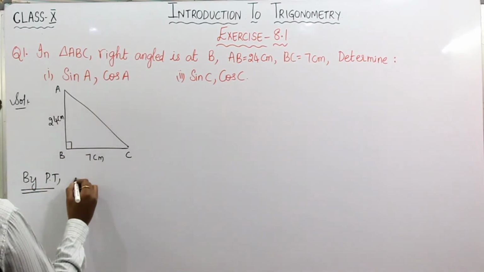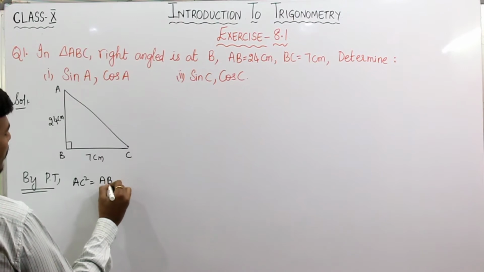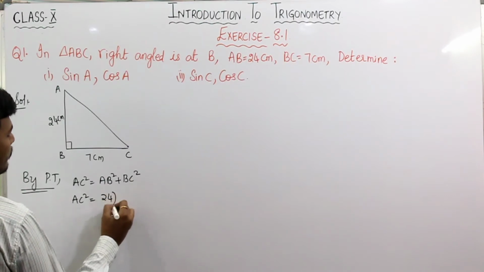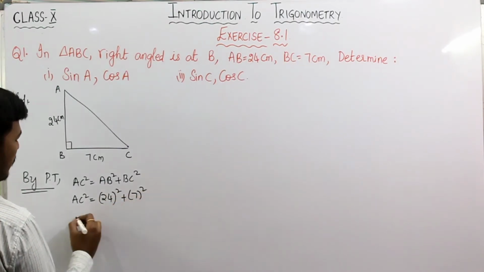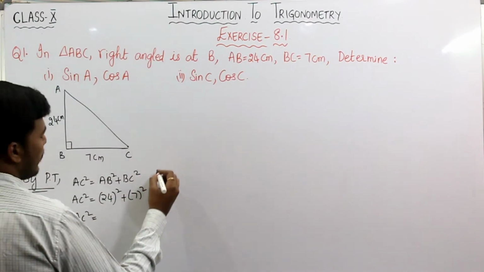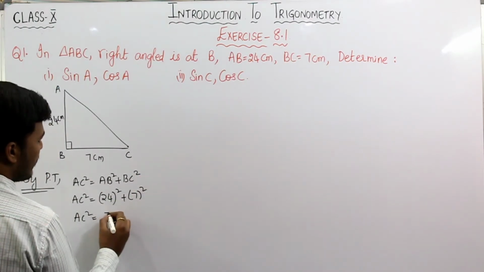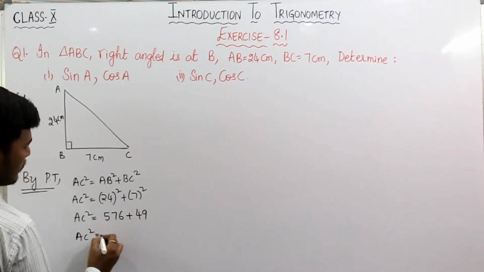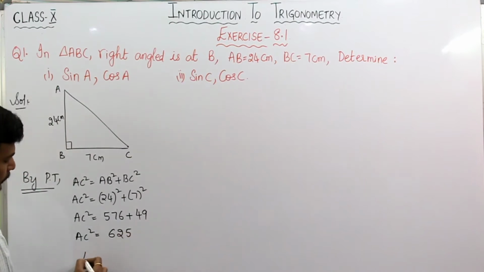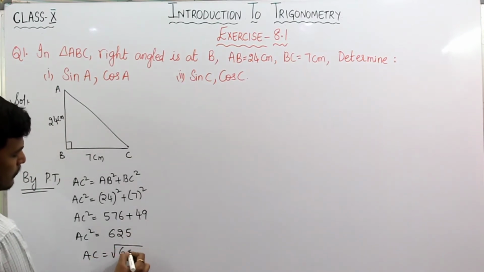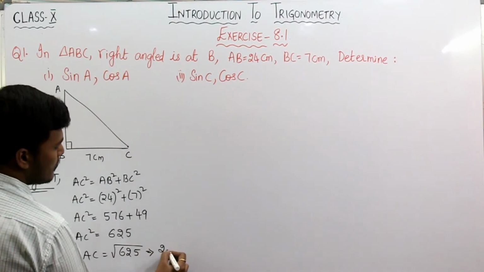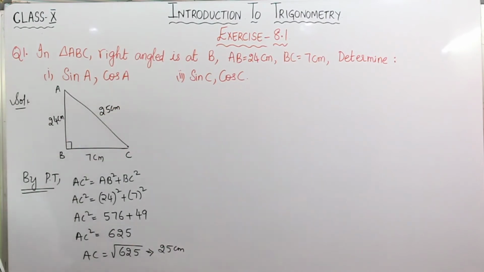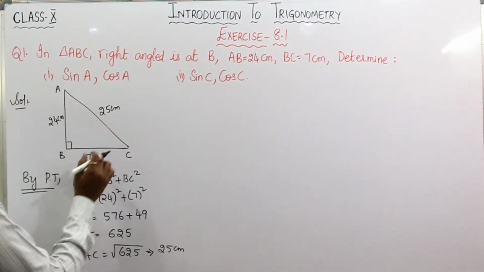find the third side, that is AC square is equal to AB square plus BC square. So AC square is equal to 24 square plus 7 square. So AC square is equal to 24 into 24, which is 576, plus 49. So AC square is equal to 625. From that, AC is equal to square root of 625, which is nothing but 25 centimeters. So now we have all the three sides of the triangle.